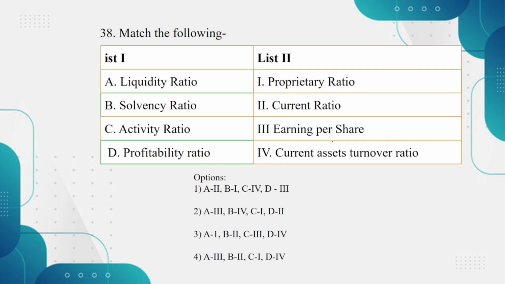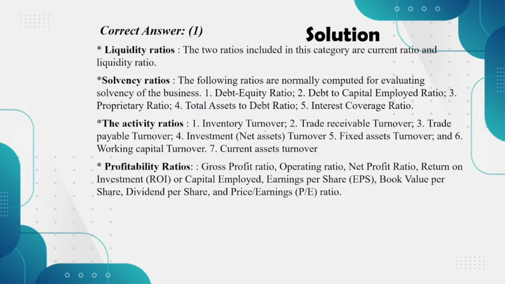Liquidity ratio. You know very well liquidity ratio includes current ratio. Solvency ratio includes proprietary ratio. Activity ratio includes current assets turnover ratio, and profitability ratio includes earning per share. Read these explanations and the different items coming under each category.